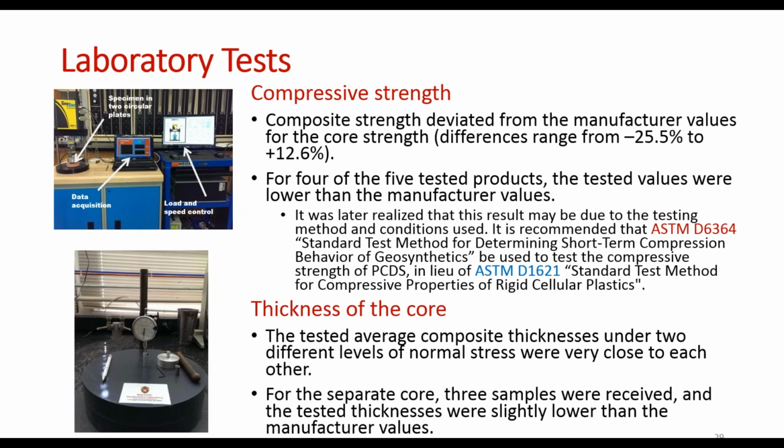And the thickness of the core is another indirect indicator of the drainage. The thicker the composite is, of course, the larger the drainage capacity will be. Thickness is easy to check, and the tested average thickness at two different levels of normal stress are very close to each other, which is good. And for the separate core, 3 samples were received, and the tested thickness was slightly lower than the manufacturer values.